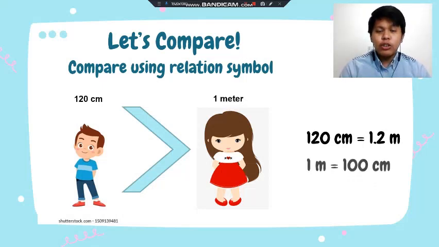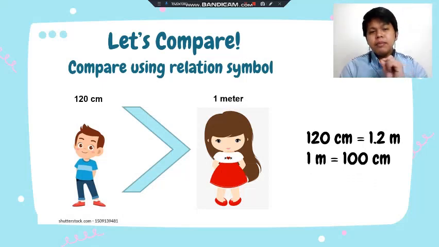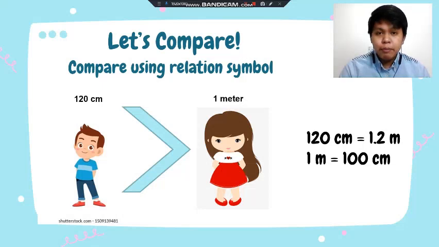You can also convert the meters into centimeters so that they will both have centimeters. And you know that 1 meter is equal to 100 centimeters. Now, if you compare, 1.2 is bigger than 1 meter, or 120 is greater than 100. Let's go with the next one.